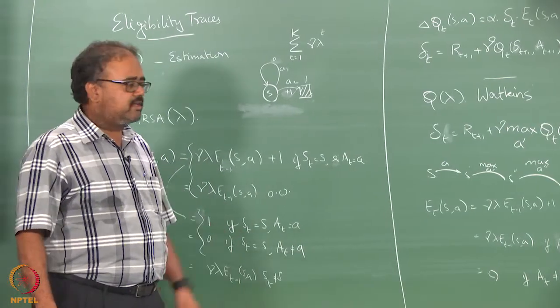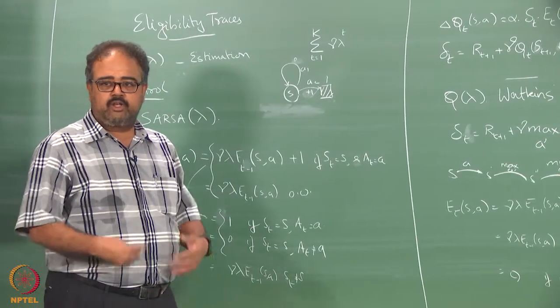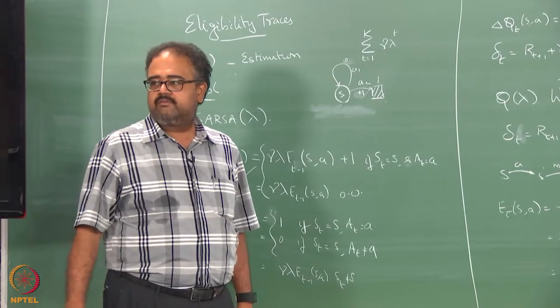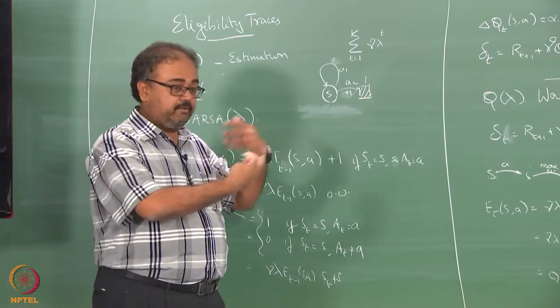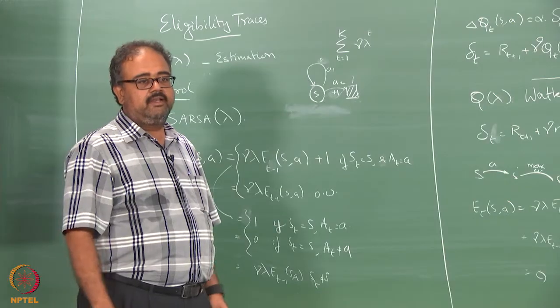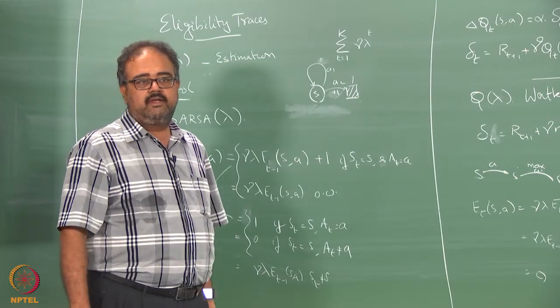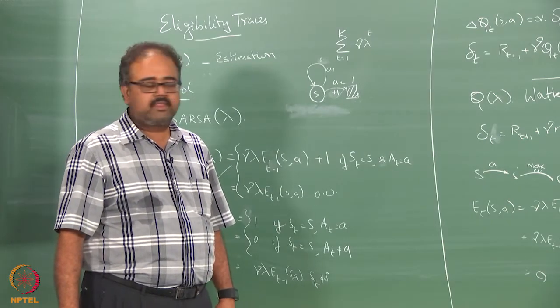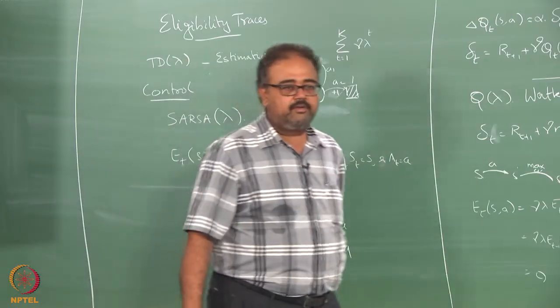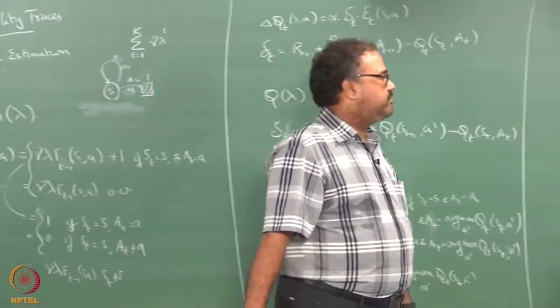So there are more recent works where you can have an online version which gives you equivalence between the online forward view and an online backward view. Anyway, that is an aside. So let us go back to off policy TD lambda. So what do you think we should do?